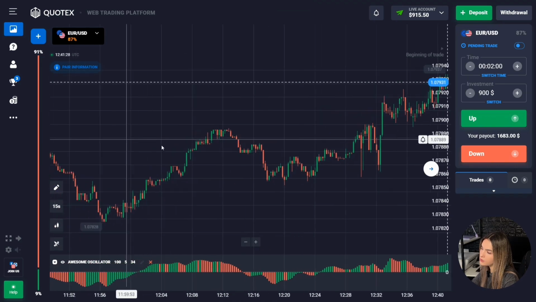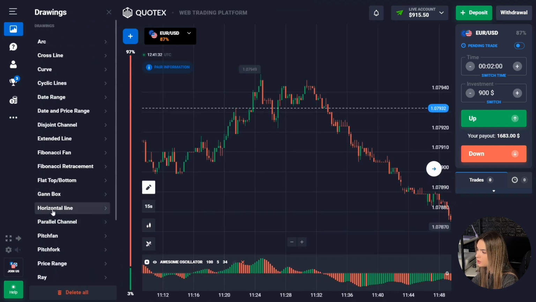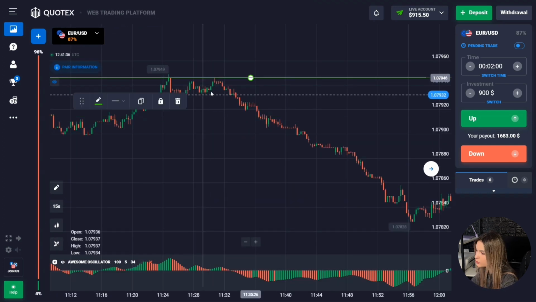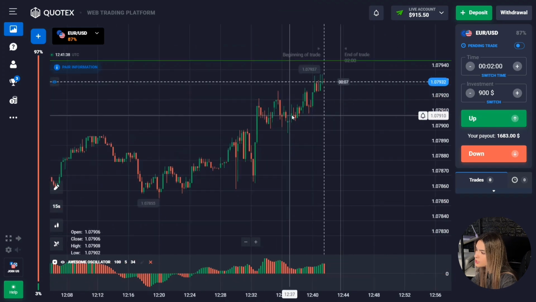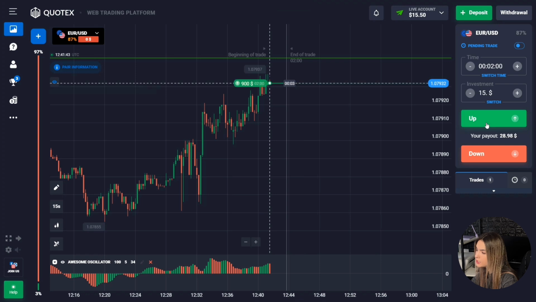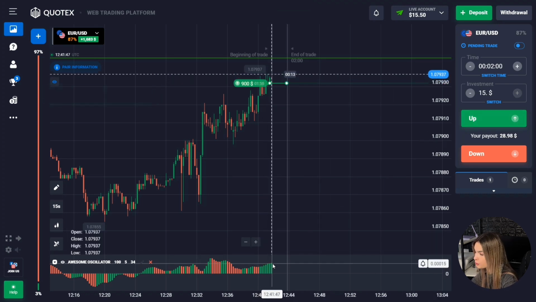So guys, we have a resistance level at the top here. Let's set a horizontal line along the upper values of these candlesticks. Then we return to the beginning. Here we also see that there is still space for the level. I suggest opening a deal here for 2 minutes to go up on an uptrend. The indicator also confirms our entry point.